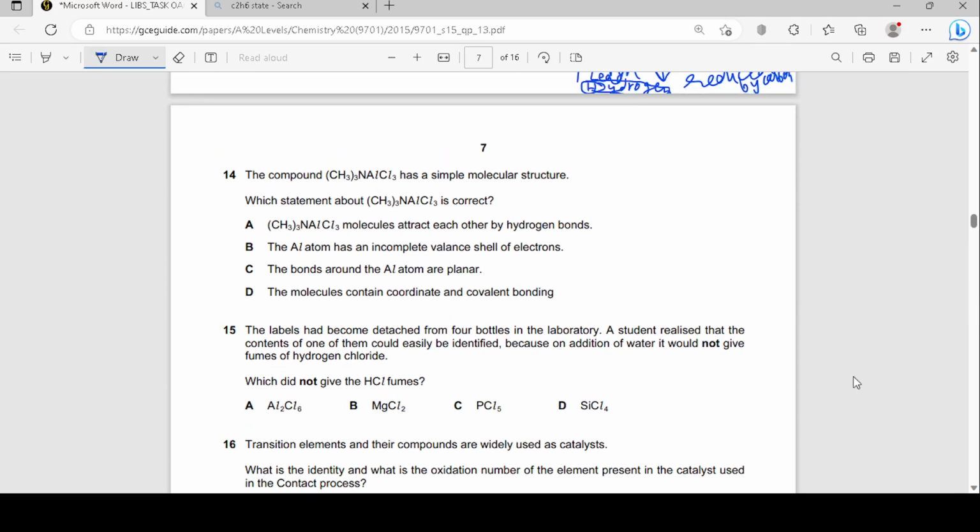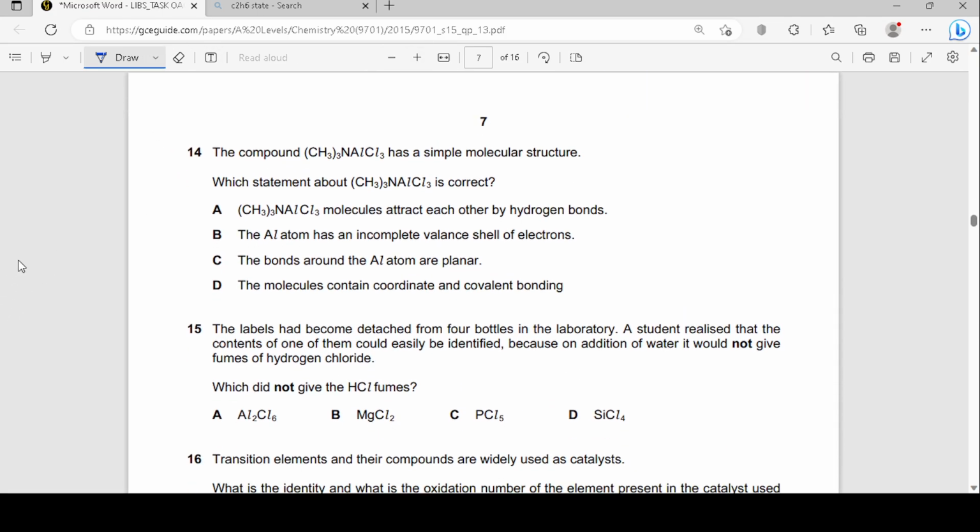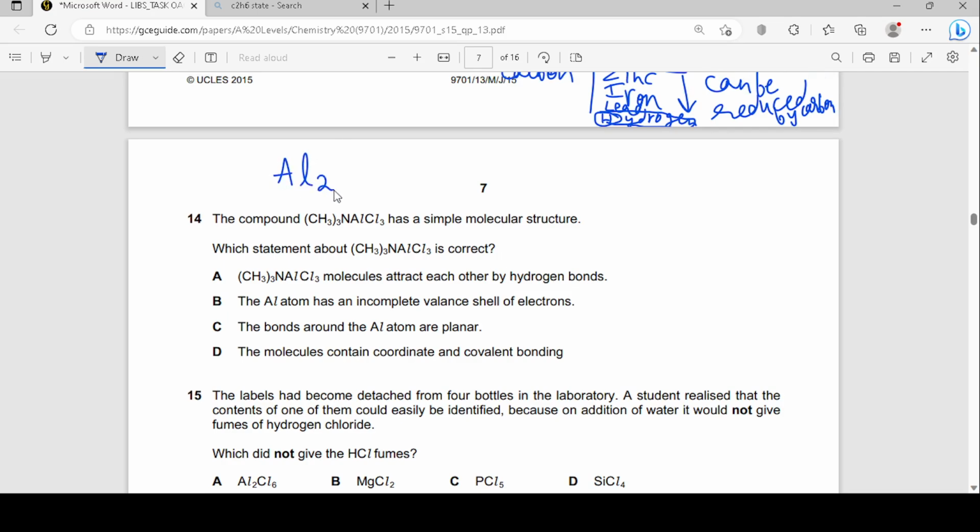The compound AlCl3 has a simple molecular structure. Sure. Now, which statement about AlCl3 is correct? I read it wrong earlier. I suppose we could start drawing out this compound. I suppose it has a similar structure to Al2Cl6, if you've studied that. Because aluminium has an incomplete octet, it has three bonds to Cl, Cl, Cl, but then it would probably take one of the free lone pairs from another chlorine. This is probably how it's made.